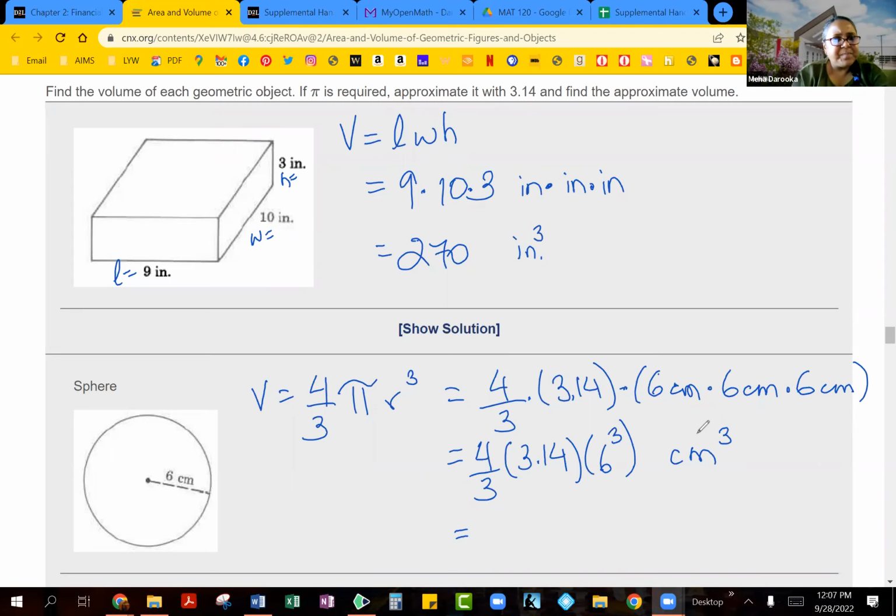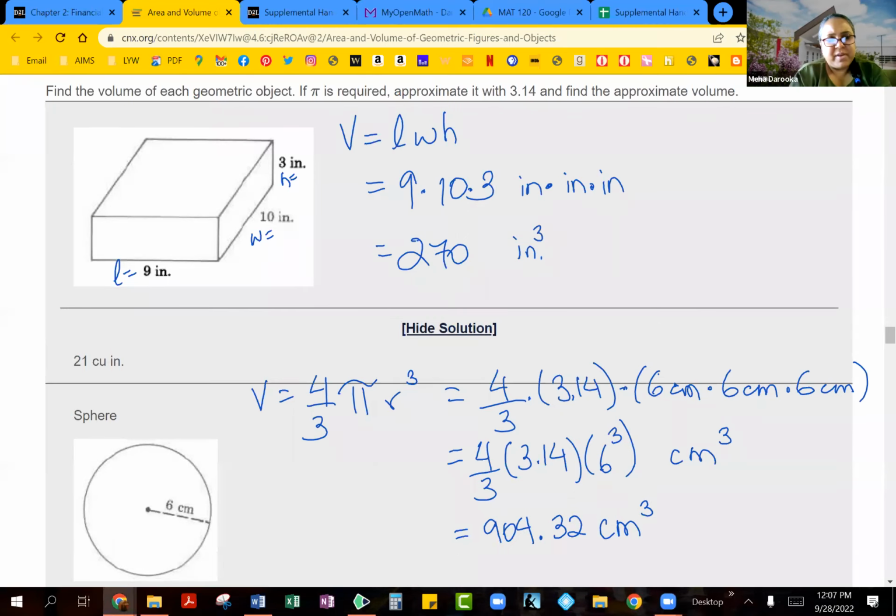All right, Kendall, I see your answer. Very nice. So let's see, I've got Sarah, Amanda, Kendall, Michael, that looks good. Very nice, Sabrina. Yeah, perfect. That looks good. And this will still be cubic centimeters, but then this guy will finally come out to be 904.32 cubic centimeters. So again, we should be able to verify.